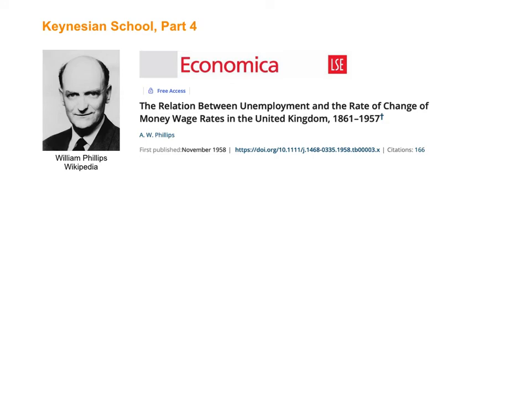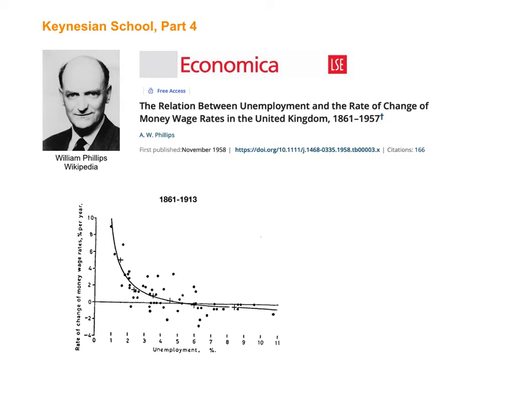So this is William Phillips, and the paper was published in a journal called Economica, and the title of the paper was The Relationship Between Unemployment and the Rate of Change of Money Wage Rates in the United Kingdom between 1861 and 1957. So I was looking at the paper, and I copied some of the charts that were in the paper. For example, one of the main charts of the paper is this one.